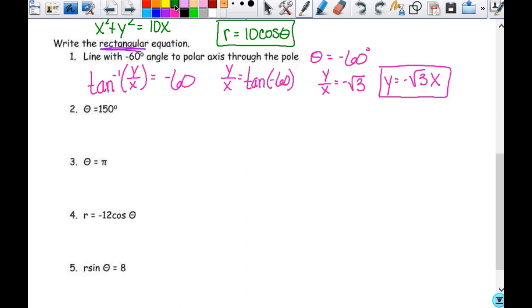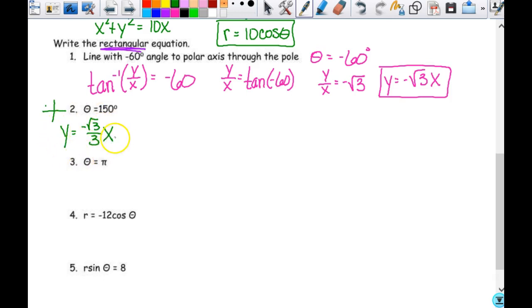So I can go through this process again, but the tangent of 150, okay, so 150 is over here. My reference angle is 30. Tangent of 30 is square root of 3 over 3. But in the 2nd quadrant, tangent is negative. So it's going to be negative square root of 3 over 3. So I just get y equals negative square root of 3 over 3x.